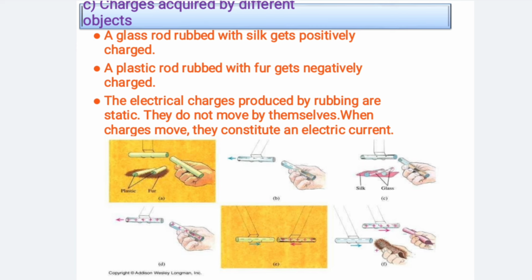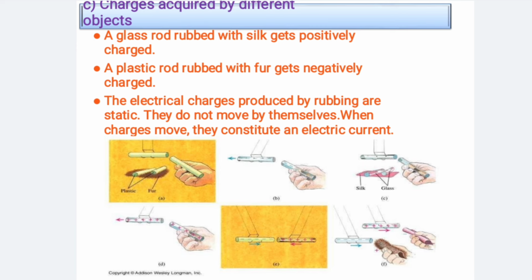On the other hand, a plastic rod rubbed with fur gets negatively charged. So in the frictional order series, the fur is placed at the higher position and the plastic rod is placed at the lower position. So in that series, the items which are at a lower position get negatively charged, and the items which are at a higher position get positively charged. So a plastic rod when rubbed with fur gets negatively charged.